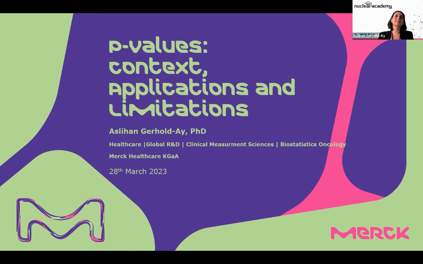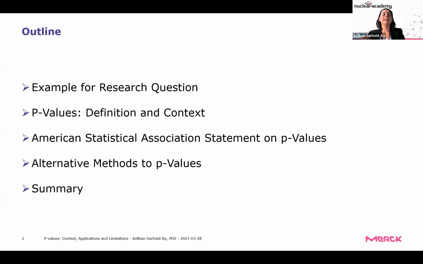And therefore, when Noah came back to me and said, hey, can you give a talk? I thought, okay, yeah, cool. I would like to talk about p-values because that's always a problem and a communication problem. So let's start a little bit with an example.